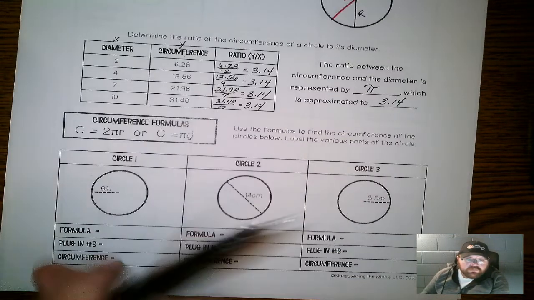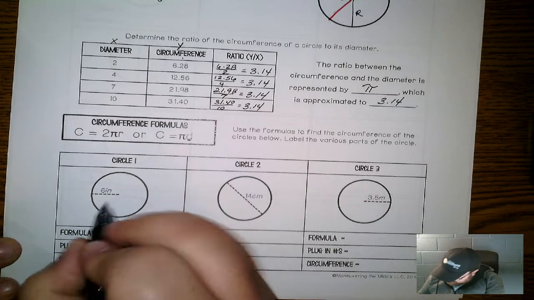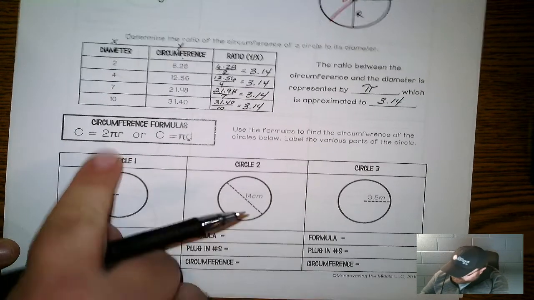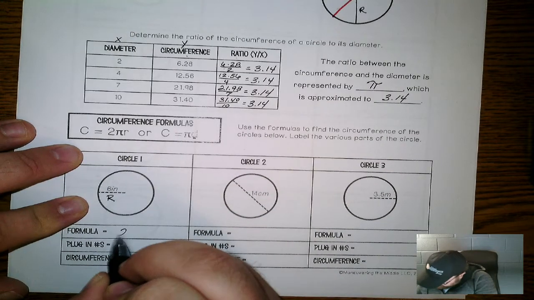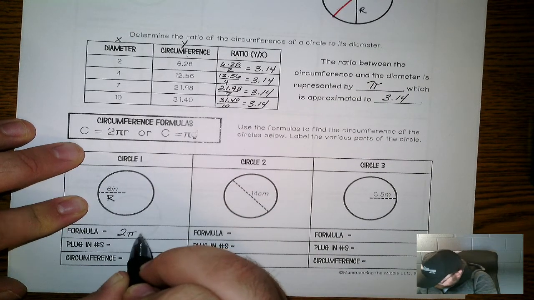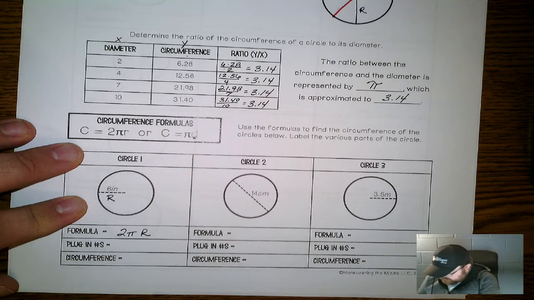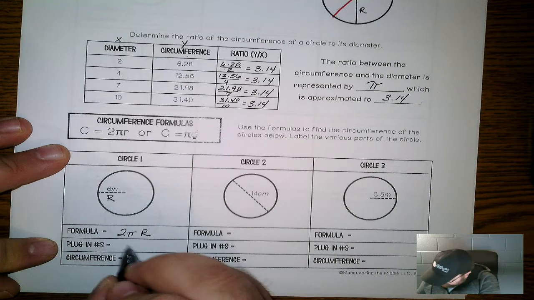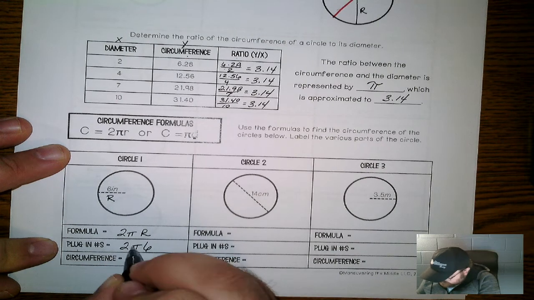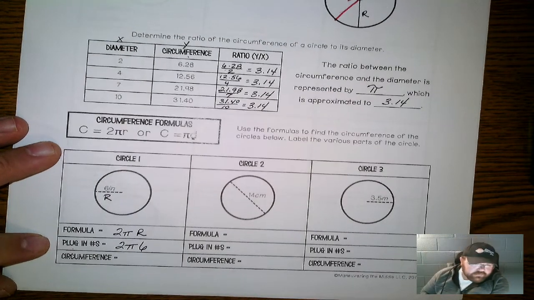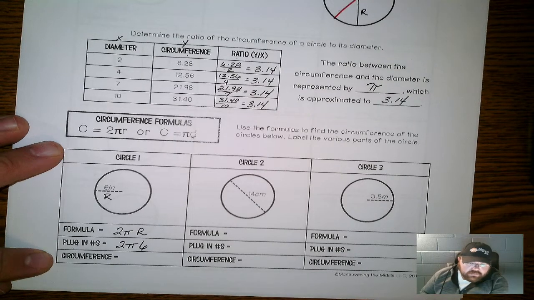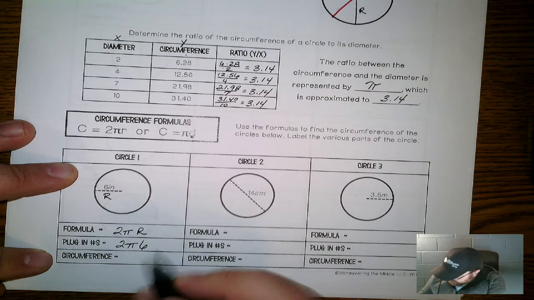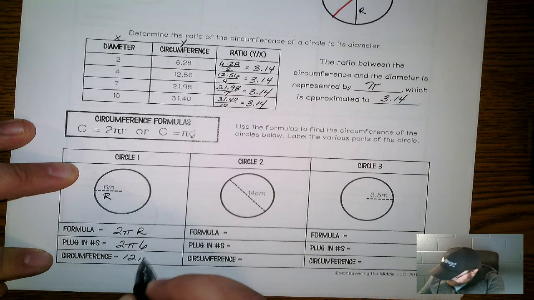So for instance, for circle number 1, we are given a radius, so please put an r there. So we're going to use 2 pi r. Plug in numbers, we're going to plug in a 6. So we have 2 pi 6. And now the circumference. Some of your calculators, when you type this in, would give you 12 pi.